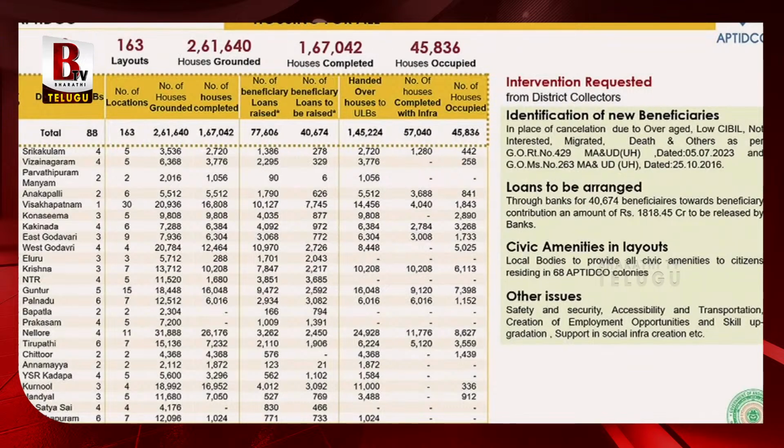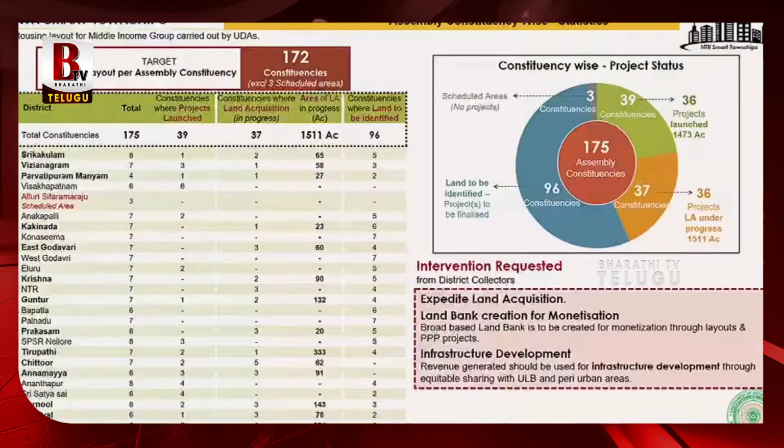Another important activity under PMAY is that these 45,836 occupied houses are covered by 868 colonies. Local bodies, ULBs have to see that the basic civic services are extended in these areas also, so that they don't fall short of the basic services they are entitled to.